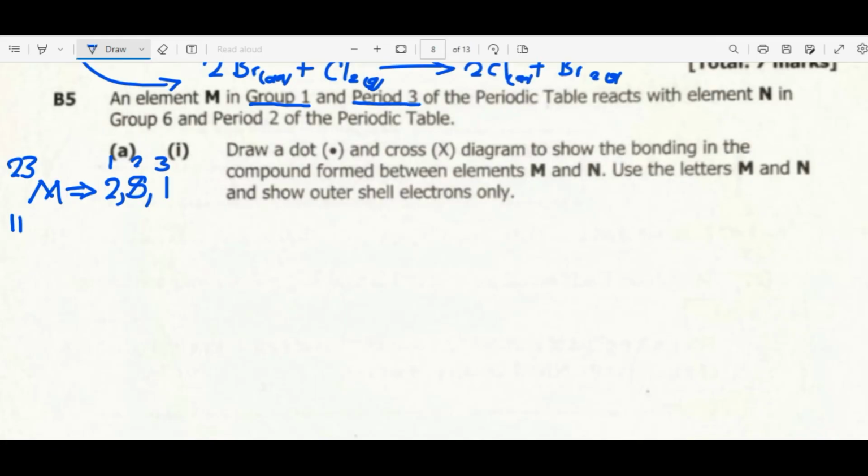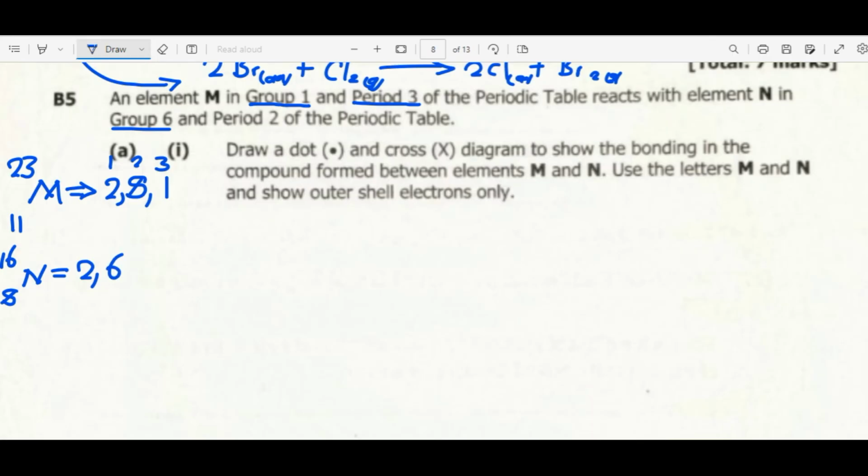Let's go to N. We are told N is in group 6, period 2. So group 6, period 2 is oxygen, but we're not going to use O since we are told to use M and N. It has a mass number of 16 and an atomic number of 8, so the configuration will be: first shell is 2, 8 minus 2 is 6.